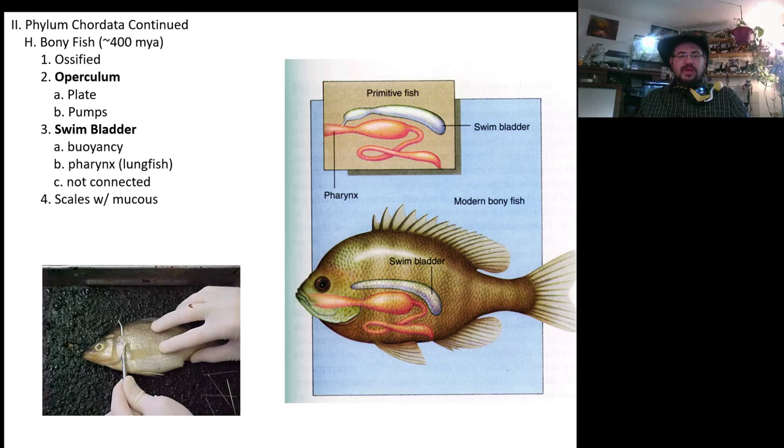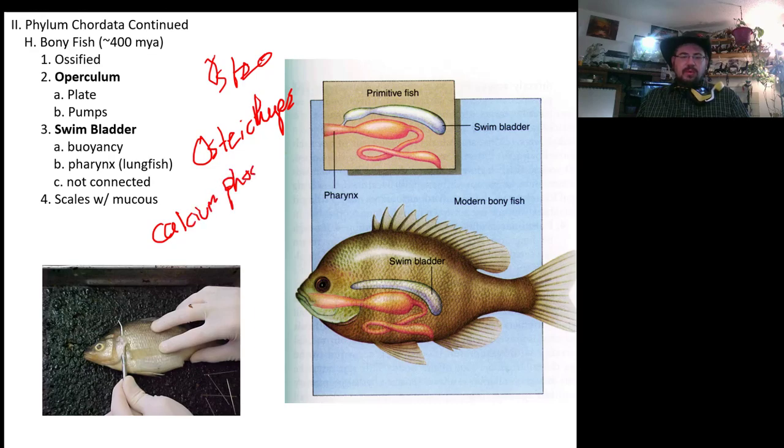So, bony fish, the prefix when you're talking about bone is osteo. So this is osteichthyes. The osteichthyes have an ossified skeleton. It is mineralized with calcium phosphate crystals. So we have a sturdier skeleton. We lose some flexibility compared to our cartilaginous fish. But at the same time, we gain a little bit of strength and rigidity. So there's some trade-offs there.